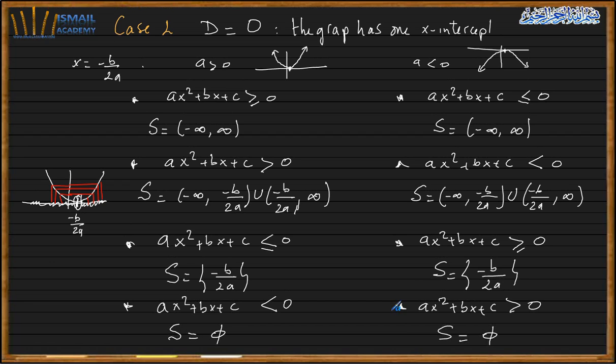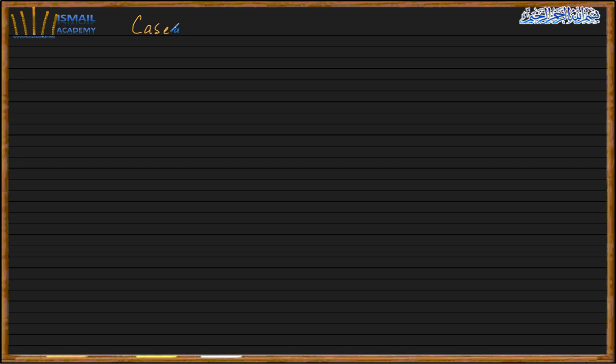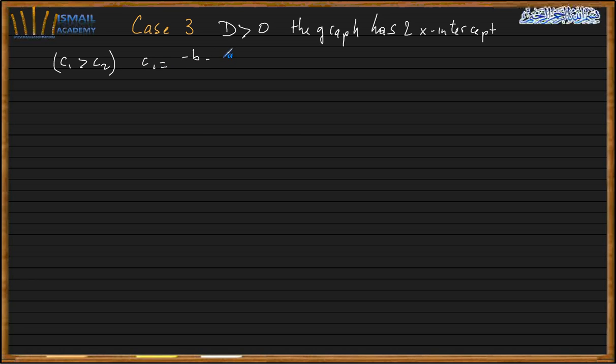Now case C. In that case, we have two x-intercepts, so the graph has two x-intercepts. Let's suppose one of them is greater than the other. So assume that c1 is greater than c2. The two x-intercepts are c1 equals minus b minus the square root of the discriminant over 2a, and c2 equals minus b plus the square root of the discriminant over 2a. Assume that c1 is greater than c2, because when you find the x-intercepts, you must have one greater than the other.